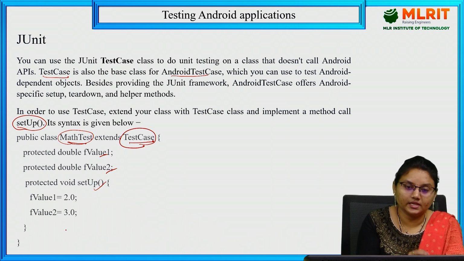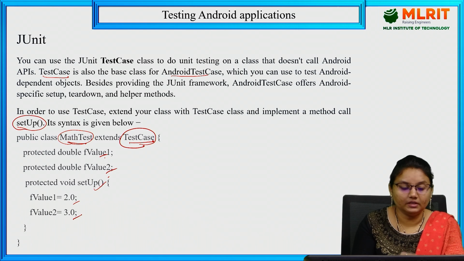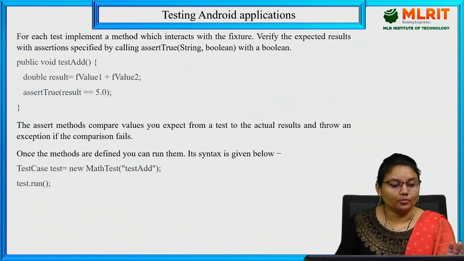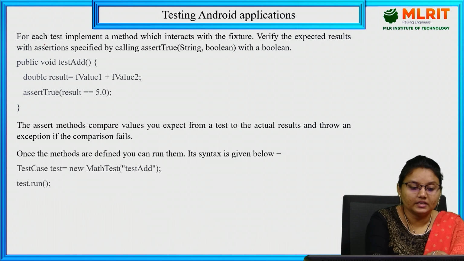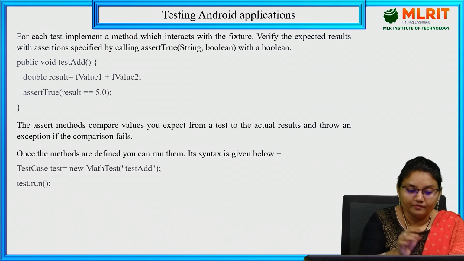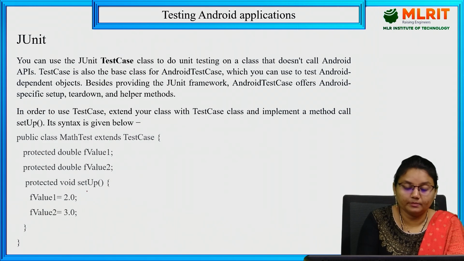You are just initializing the values F value and F value 2 with two different values. This is just the definition of a class. Now once the class is over, for each test implement a method which interacts with a fixture. That means implementing a method. We have already given here the setup method.